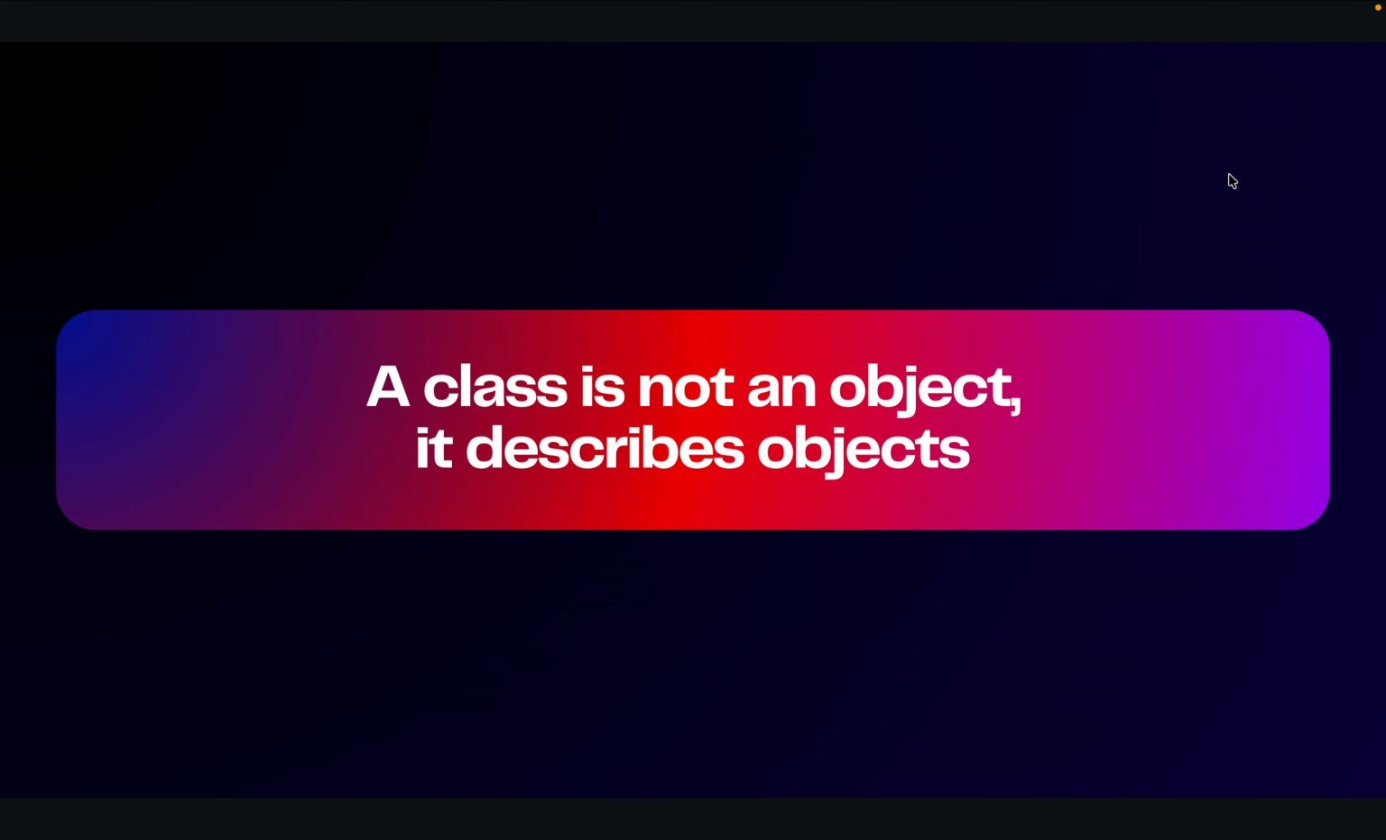Your class is not the object itself. The constructor is the one that will create the object. The class is just the blueprint for the object to be created. It's going to describe the object and how it should be created. So that is the difference between the two.